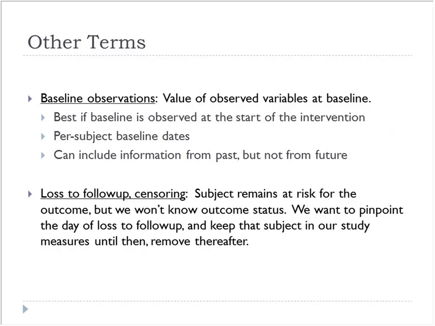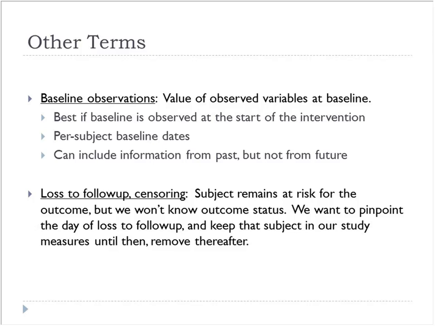So we're always starting from baseline observations. These are the values of the variables that we observe at a baseline, and the definition of baseline may vary with the study. Usually what we want is a point in time that's closest to the start of the intervention, because we're going to take observations at that point, or we want to get as close to that point as we can get. So we find out everything about the subjects that we can right before the intervention takes place. And so we'll have per subject baseline dates.